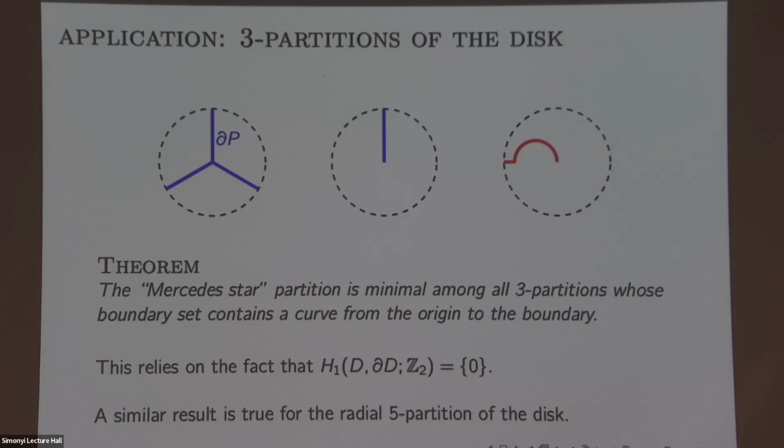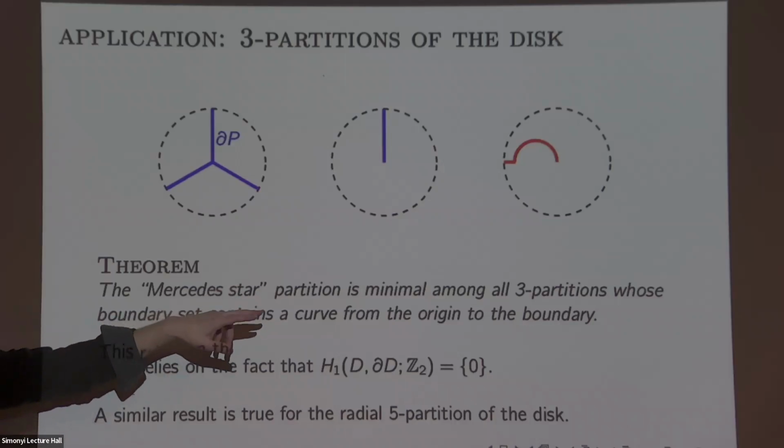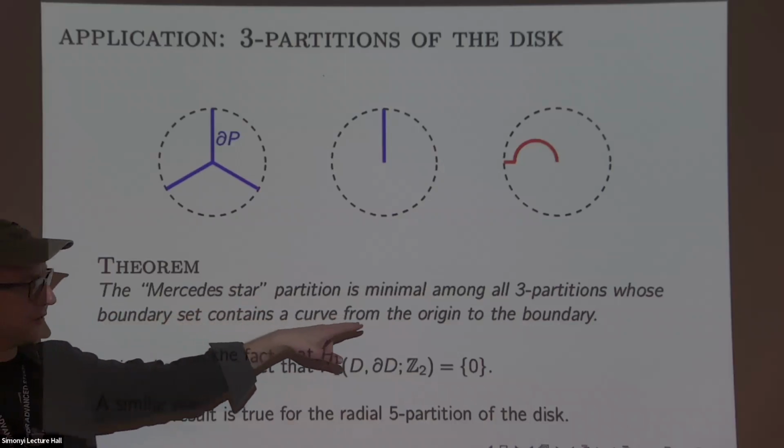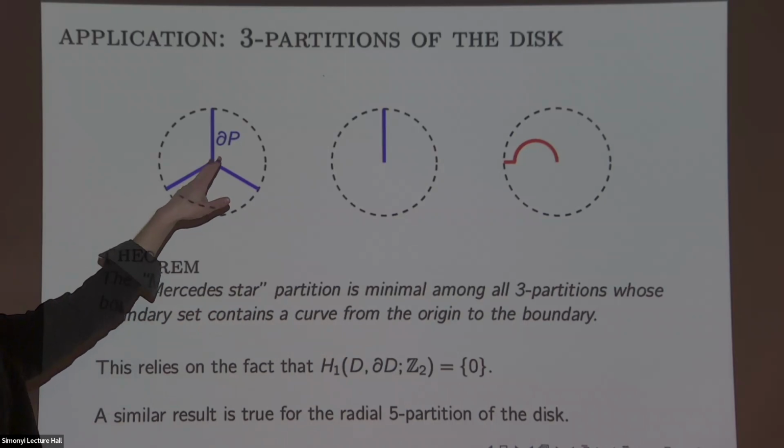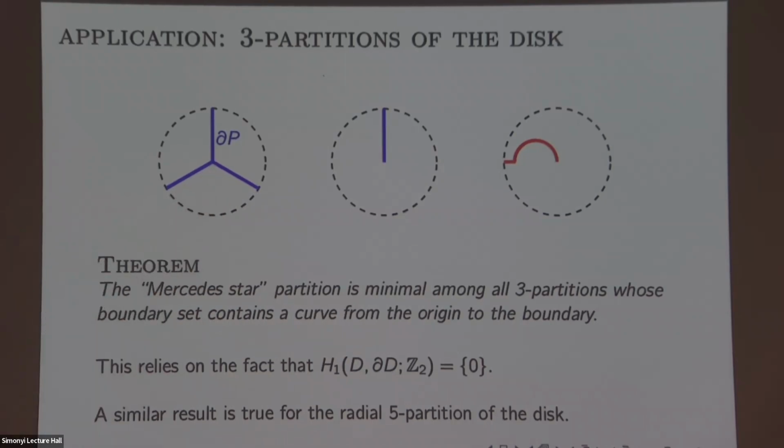One thing that's kind of weird about this, and this is something we're still working on: the definition of homology that we introduced is just what arises naturally when you try to compare energies of these partitions and do this sign-changing construction. I'm saying it's a three partition whose boundary set contains a curve from the origin to the boundary. So in particular, it has to hit the origin, which is the singular point of this partition.